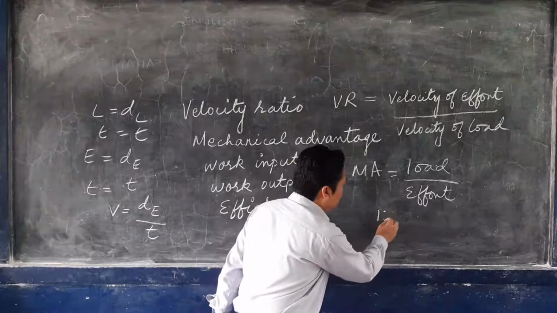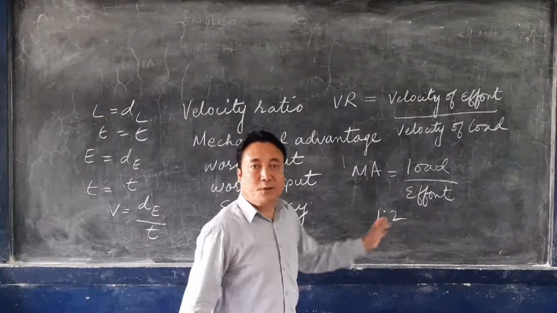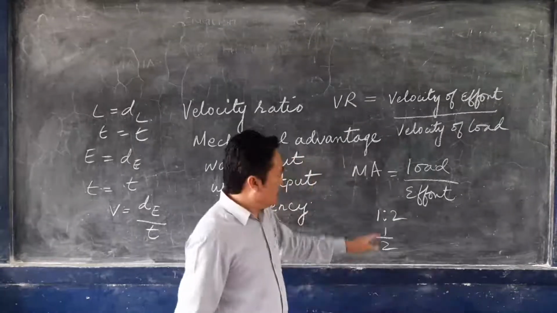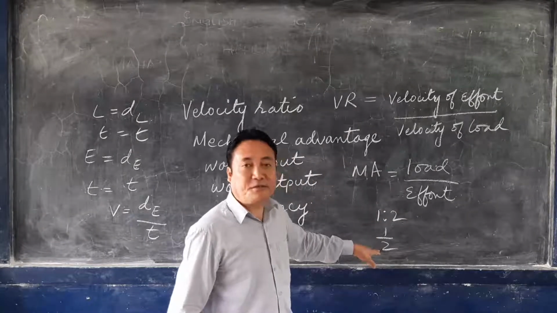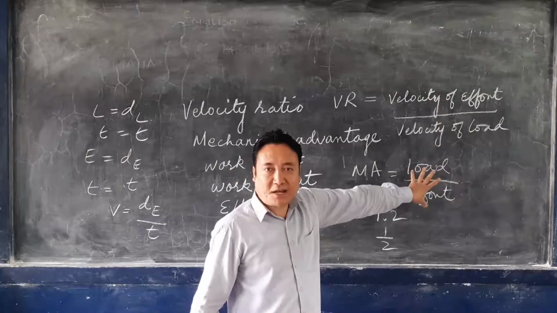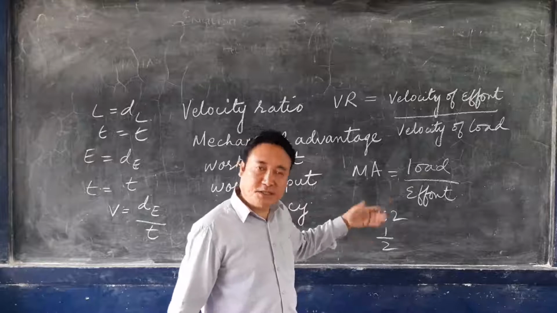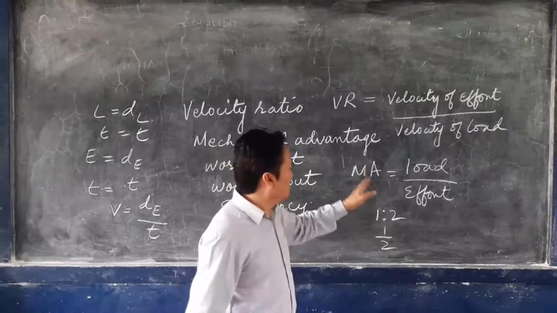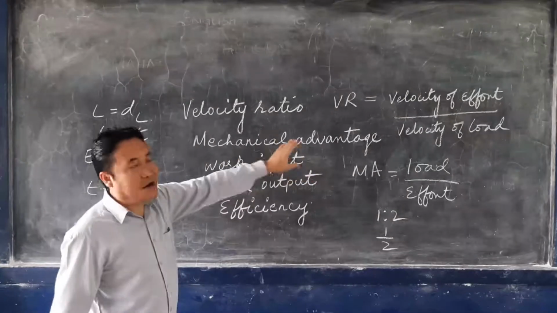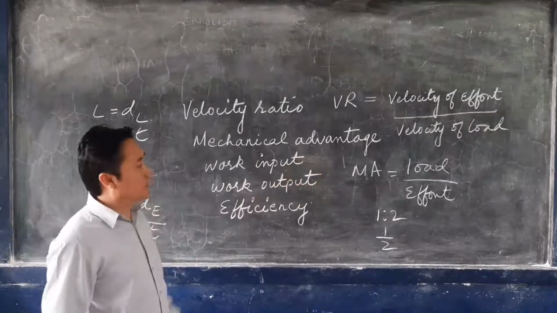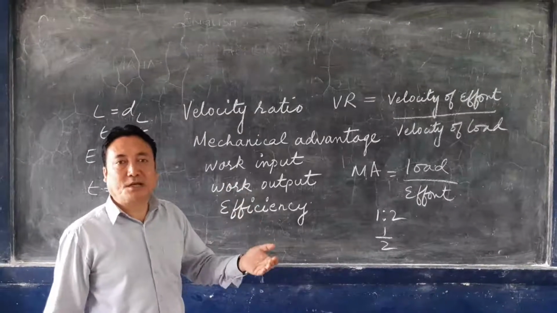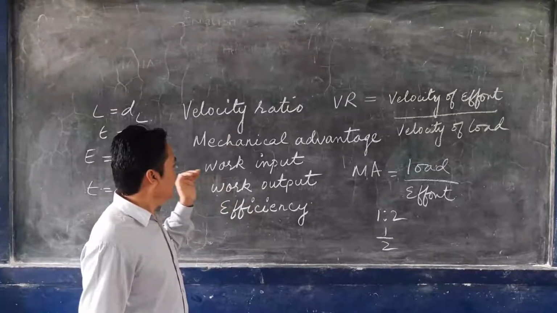A fraction can be written as a ratio, or a ratio can be written as a fraction. For example, suppose 1:2 is here. This is the ratio. 1:2 can be written as 1/2. So a ratio can be written as a fraction, or a fraction can be written as a ratio. Since load and effort are written as a fraction, it is a ratio. So the next point is the definition of mechanical advantage. Mechanical advantage is defined as the ratio of the load to the effort. Since it is a ratio of two similar physical quantities, it does not have any unit.